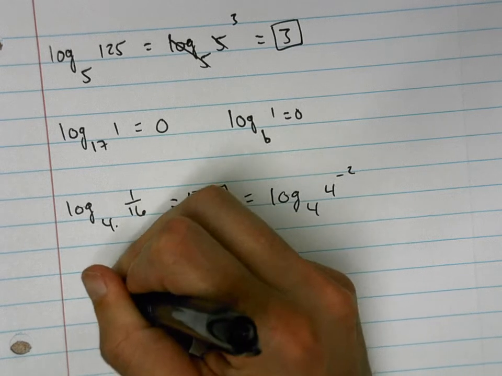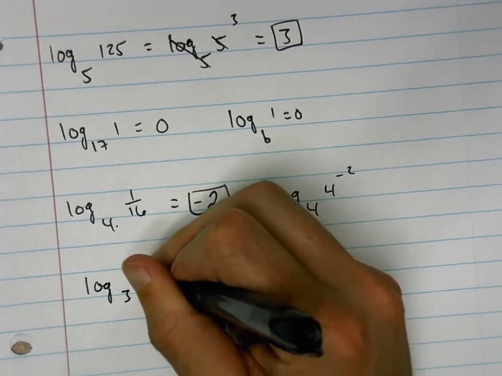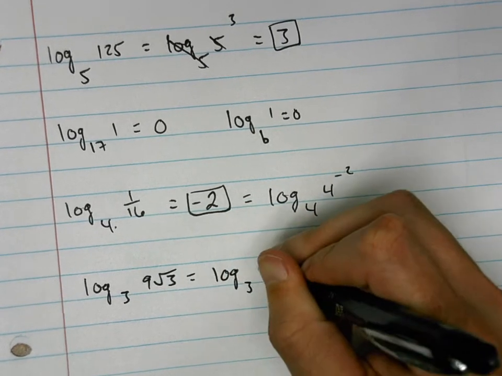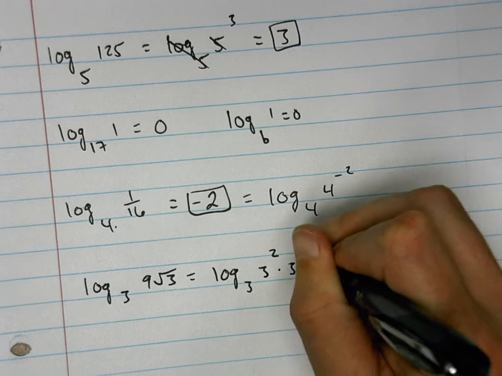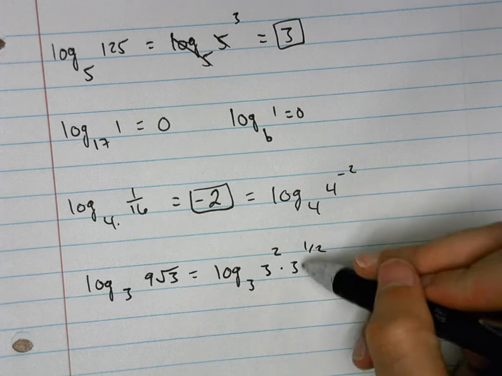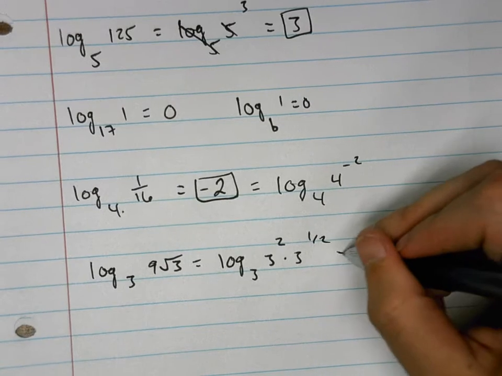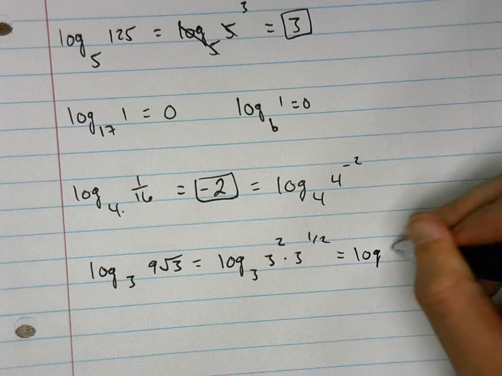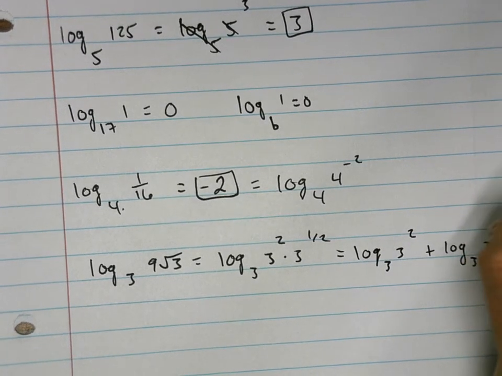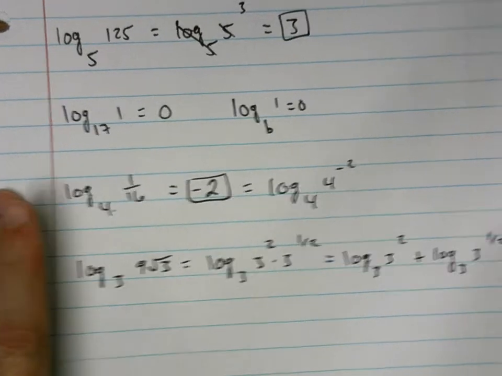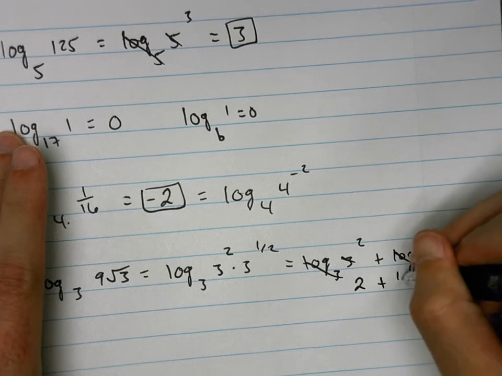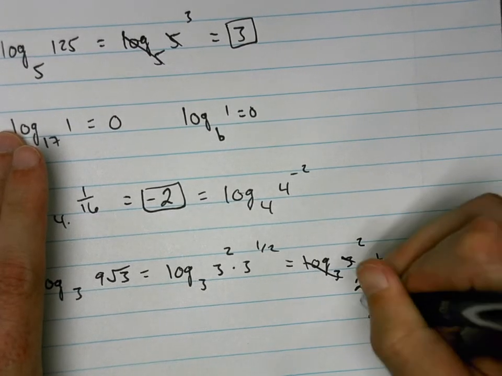Let's say we got log base 3 of 9 times the square root of 3. Well, that's log base 3 of 3 squared times 3 to the 1/2 power. 9 can be written as 3 squared, and root 3 could be rewritten as 3 to the 1/2. So that's log base 3 of 3 squared plus log base 3 of 3 to the 1/2. Logs and the numbers cancel. So 2 plus 1/2 is equal to 2 and 1/2.